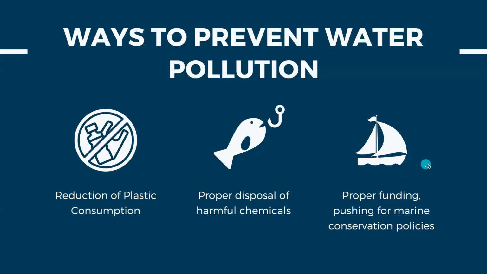So there are also ways on how we can prevent water pollution. First and foremost is the reduction of plastic consumption. The more we reduce plastic consumption through proper recycling, can also reduce the amount of plastic deposited in the bodies of seawater or water. Which leads to our second way, which is to have a proper disposal of harmful substances.